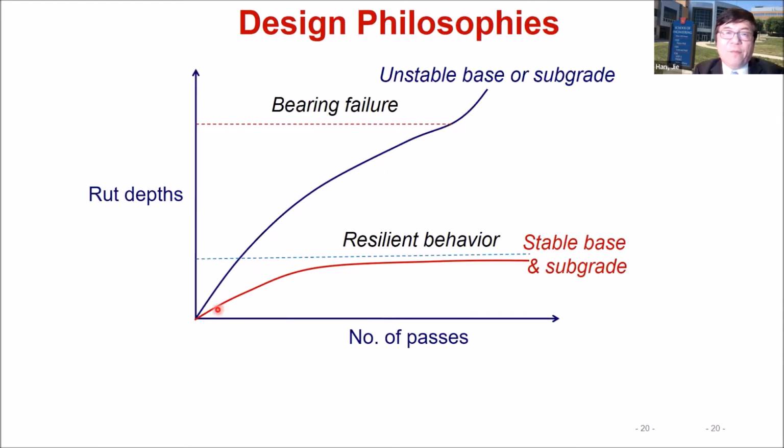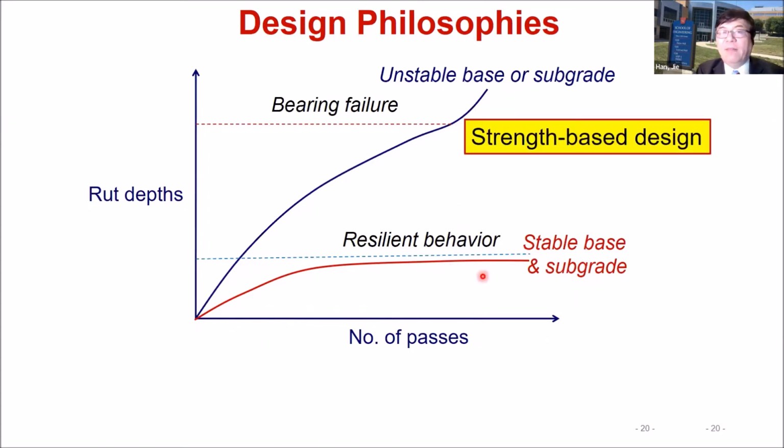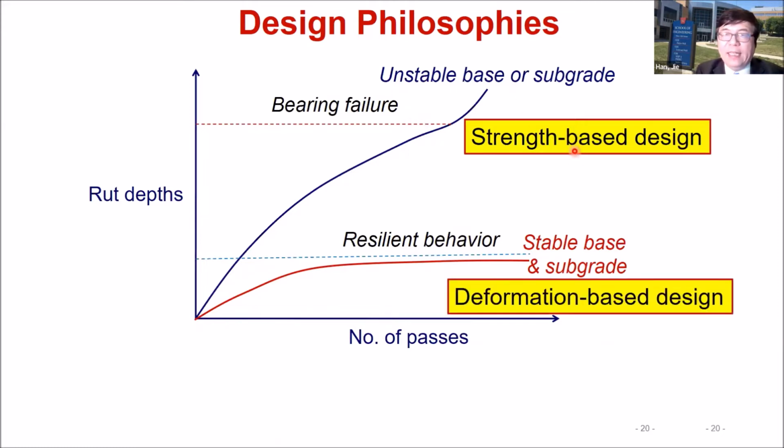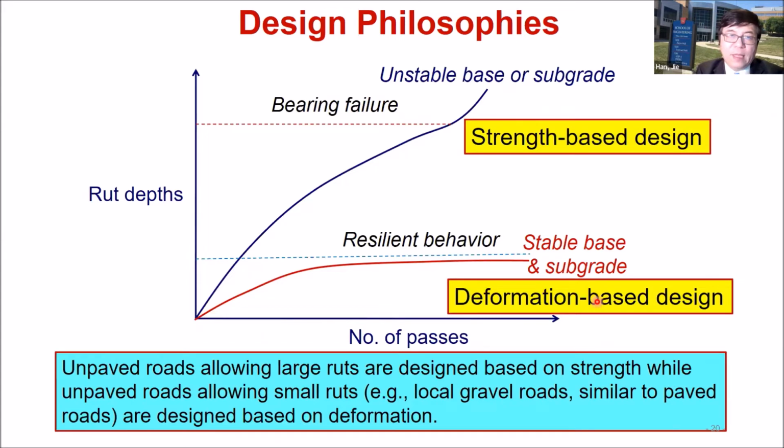In this case, if you increase the number of passes, at a certain point, you have a bearing failure. You may have an unstable base or unstable subgrade. For the other case, the deformation will increase at a slow rate, getting slower and slower. This is more dealing with the resilient behavior, and you have a stable base and a stable subgrade. In my presentation, I was dealing with both situations. The first one is based on stress-based design, the second one on deformation-based design. Unpaved roads that allow large ruts are designed based on strength, while unpaved roads that allow small ruts, like a local gravel road similar to paved road, are designed based on deformation.